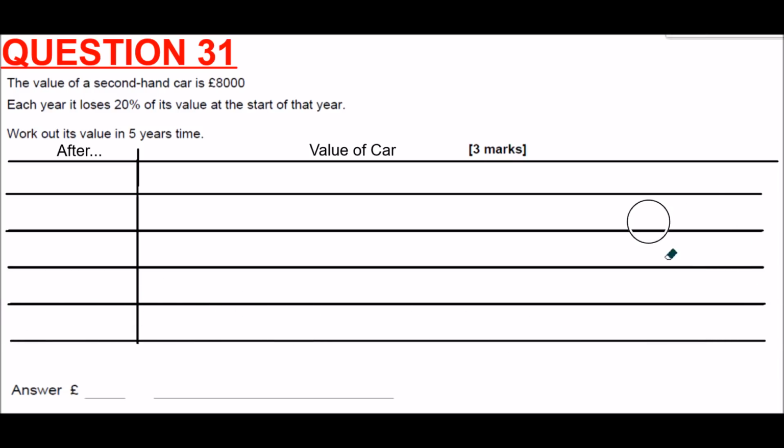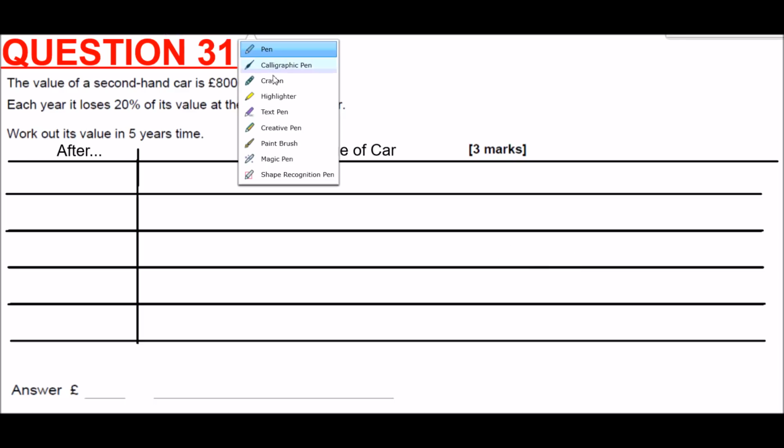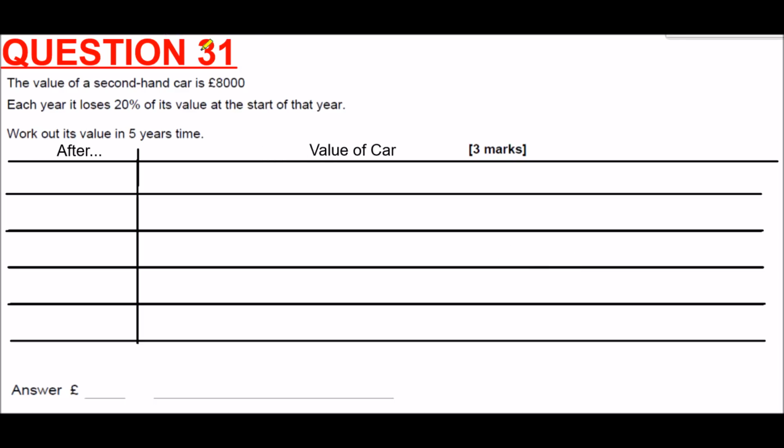So I've just revealed a table of values here. The key bit of information is that it loses 20% of its value at the start of each year. So after 1 year, it'll lose 20% of its value than what it had at the start. So it's going to lose 20% of its initial value.